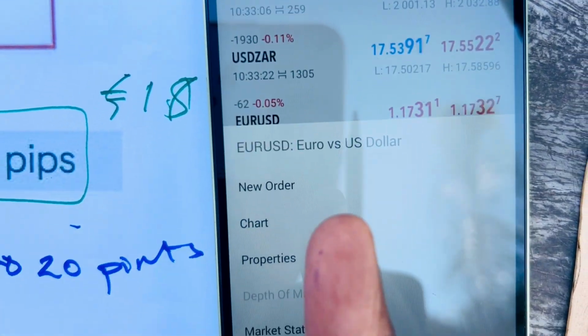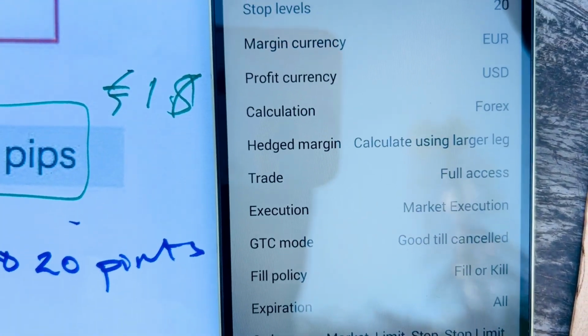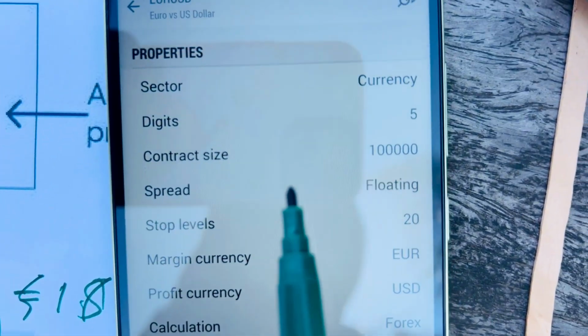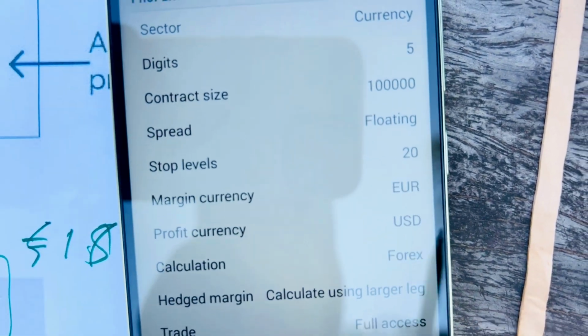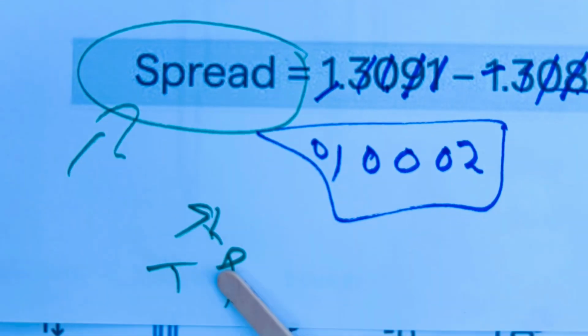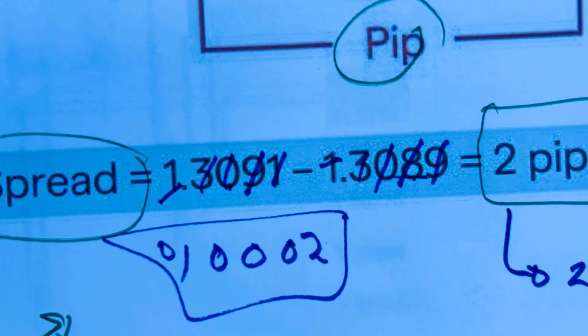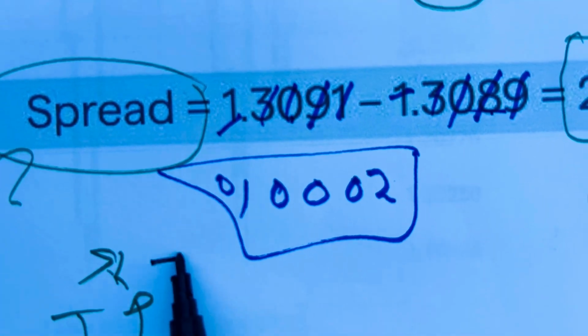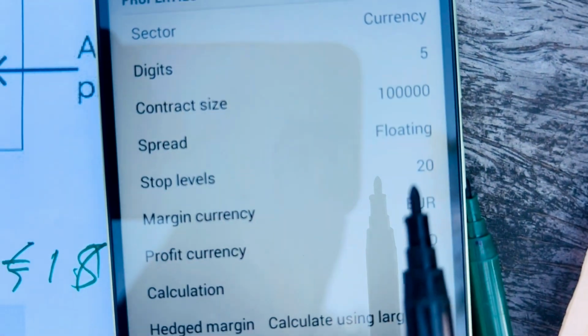Euro USD. We tap on properties. If you're using an iPhone, you tap on details. You'll be able to see stop levels. This stop level applies to your stop loss. Where you place a stop loss, you have to place it at least 20 points away.